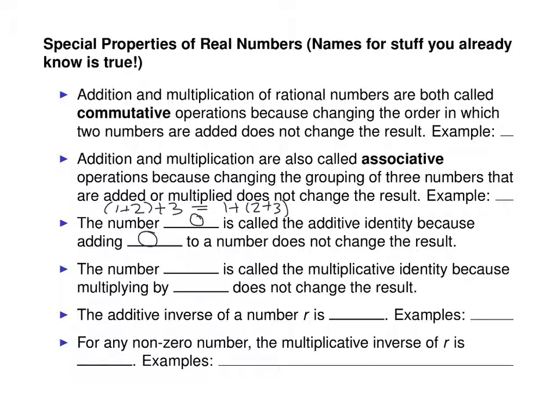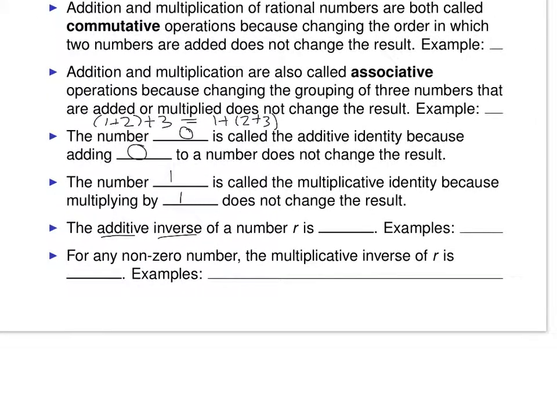What's the multiplicative identity then? 1, because multiplying by 1 doesn't change the result. So the additive inverse is the opposite number if you're adding numbers together. So what's the opposite of a number r? Negative r. So the point is the numbers have to add up to 0. When they add, they cancel, is kind of the premise. So examples like 3 and negative 3, stuff like that.